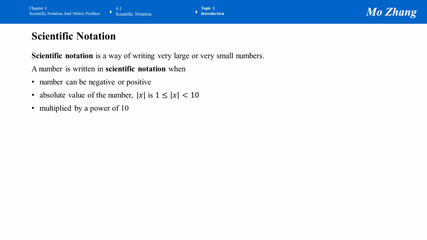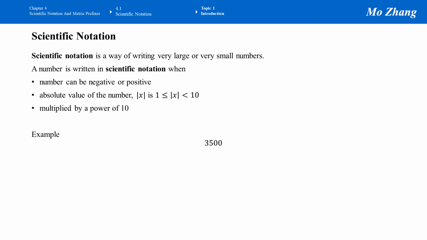Scientific notation is a way to write very large and very small numbers. It was designed to write very big numbers or very small numbers. Here are the three criteria, the rules for writing numbers in scientific notation. Rule number 1: the numbers expressed in scientific notation can be either positive or negative.